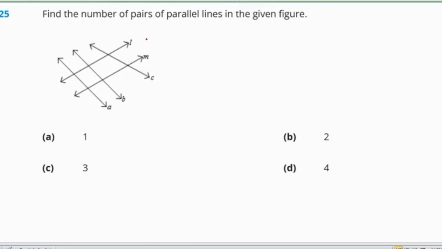If we look at line L and line M, yes, they are parallel to each other. And line A and B are also parallel to each other. A and C are not parallel, and B and C are not parallel either. So L and M are parallel to each other, and A and B are parallel to each other. So we have two pairs of lines which are parallel to each other.